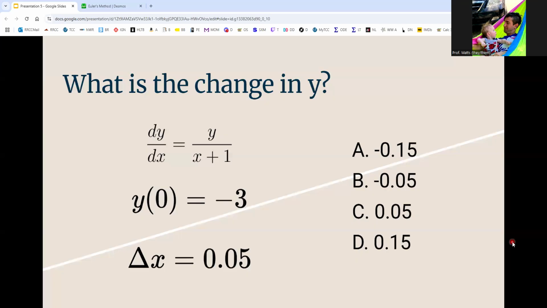But before we go on with that, just make sure you can practice finding the change in y for a different problem. So I've got you an example here where you can use this differential equation and initial condition and that change in x to find the change in y.